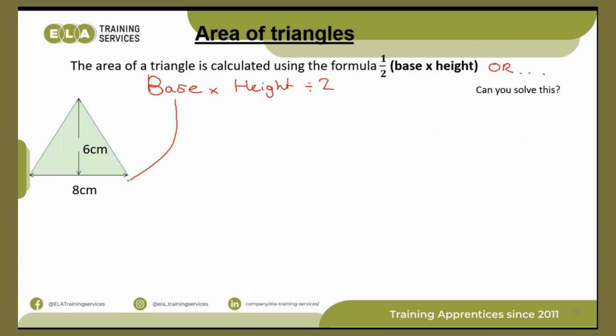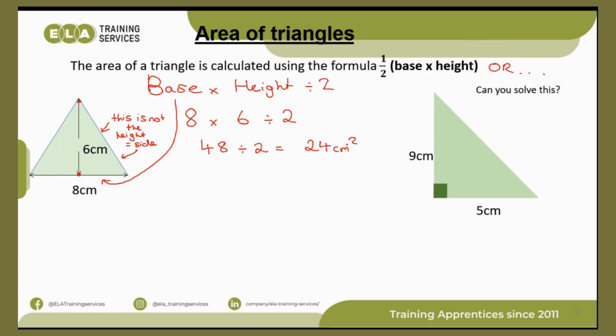So the base is the bottom of the triangle, which here is 8 centimetres. The height is from the bottom of the triangle to the top, not this. This is not the height, that's the side. So this is our height. Which is 8 times 6 and then divided by 2. 8 multiplied by 6 is 48. Divided by 2 is then 24 centimetres squared.